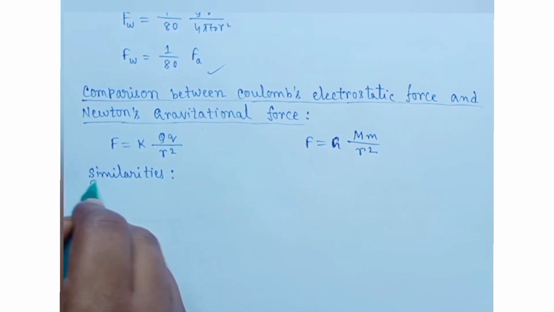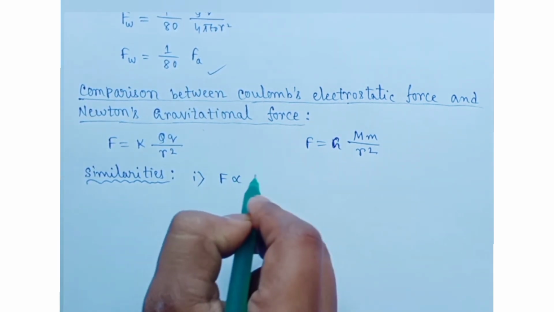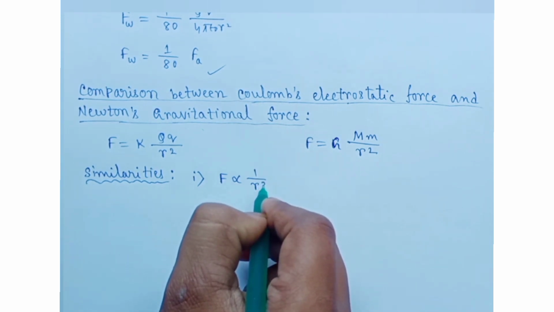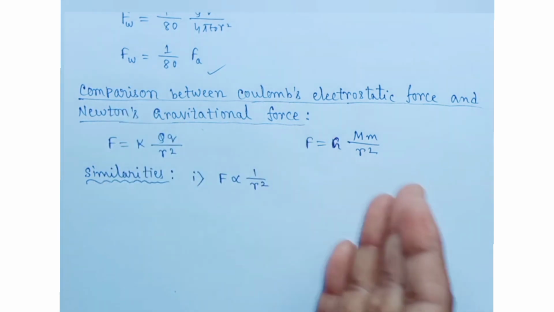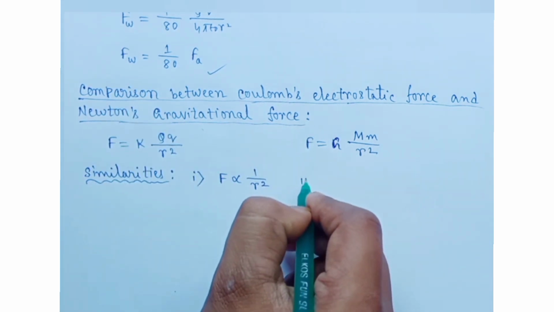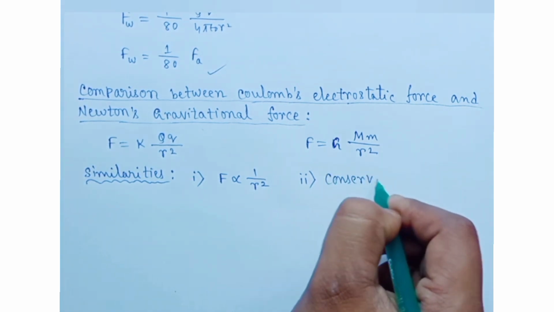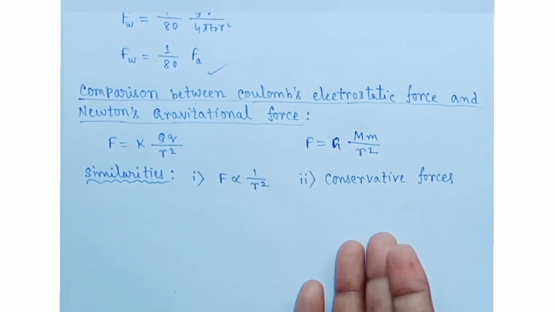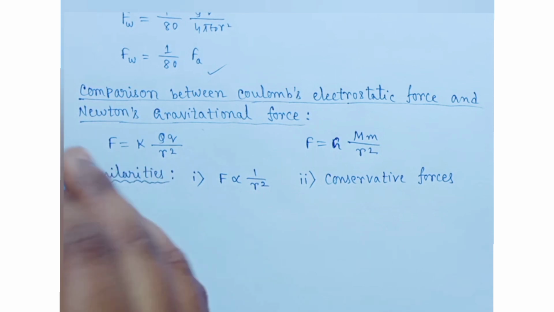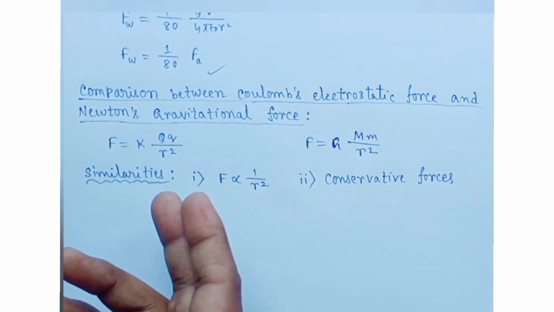Similarities between these two forces. The first similarity is that both the forces obey the inverse square law of the distance between the charges or the masses. And the second similarity is that both the forces are conservative forces. That means we can recover the work done by these forces. That means in the forward direction and the reverse direction, the work done by these forces is equal and opposite. So these are the two important similarities between these two forces.